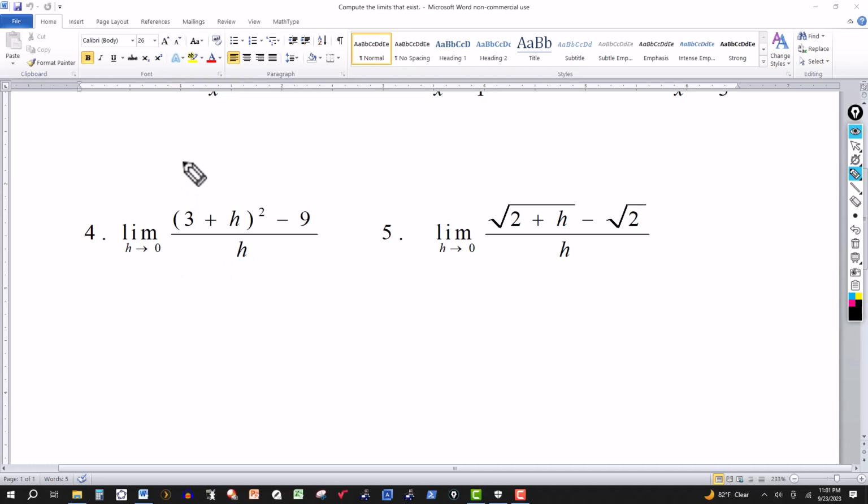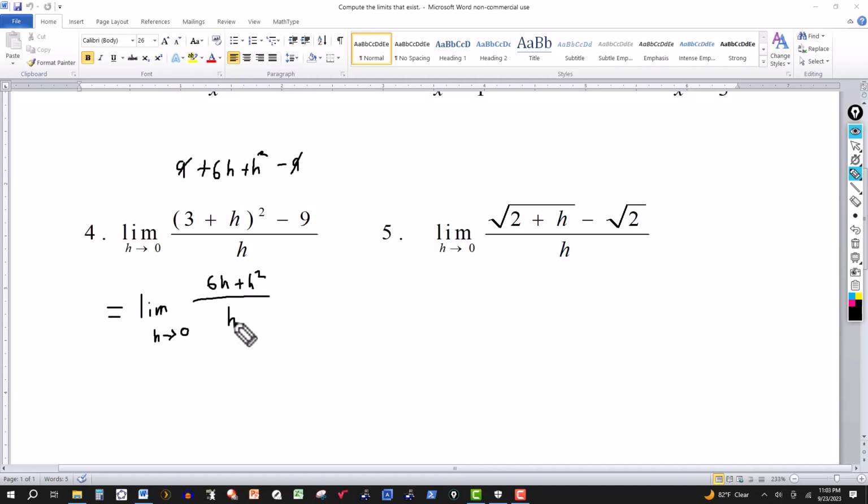So here what we'll do is some algebra. Let's square this out. 3 plus h squared will give me a 9 plus double the product of 3 and h, which is 6h, and then plus h squared, minus 9. We do some algebra and see if we can determine what the limit is going to be. The 9 and the minus 9 cancel, so I'm left in the numerator with 6h plus h squared, and that's over h.